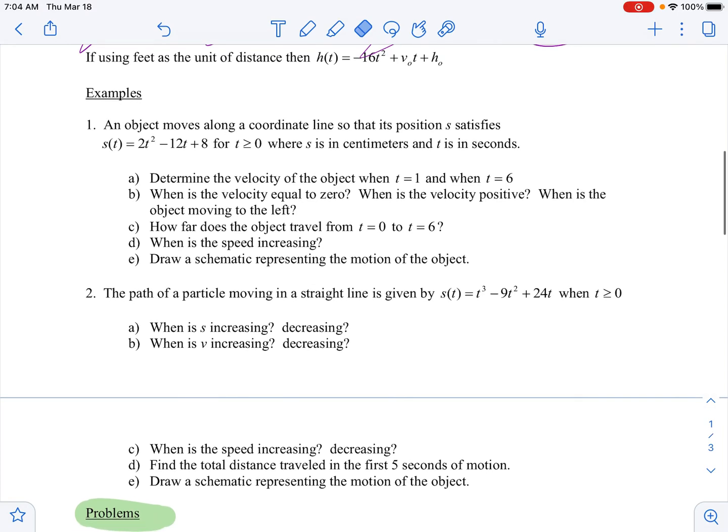But let's go through these problems. The ones I think we go through tend to factor pretty nicely, so we're not necessarily going to need the calculator for these. But we'll do these together right now, and so let's see what's up.